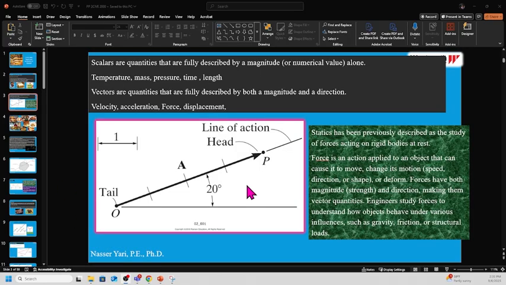So when we look at something you probably learned in physics, it's about the vector. You learned about scalars, which are quantities that are fully described by themselves, like temperature, mass, pressure, time, length. But vectors are a little bit different. They have a shape like an arrow, with a tail and a head, and they have a direction, and also a magnitude and an angle. And that's a vector, and we're going to use the same thing for defining a force.